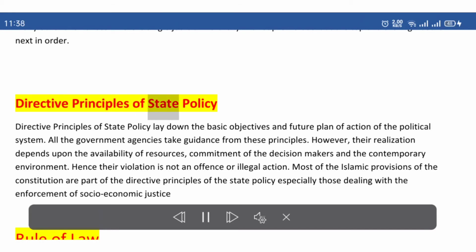Directive principles of state policy. Directive principles of state policy lay down the basic objectives and future plan of action of the political system. All the government agencies take guidance from these principles. However, their realization depends upon the availability of resources, commitment of the decision makers and the contemporary environment. Hence their violation is not an offense or illegal action. Most of the Islamic provisions of the Constitution are part of the directive principles of state policy, especially those dealing with the enforcement of socio-economic justice.